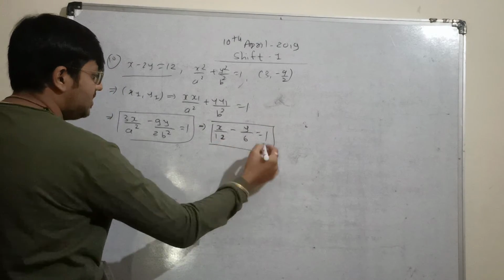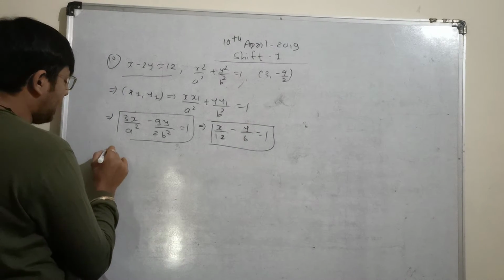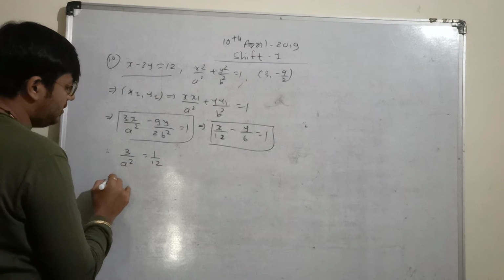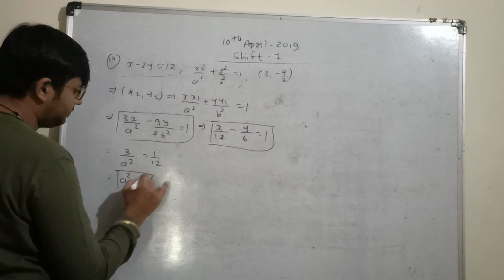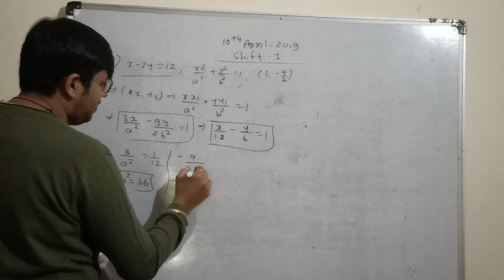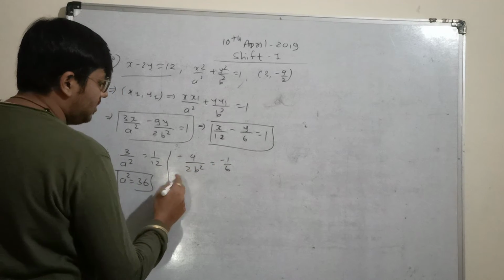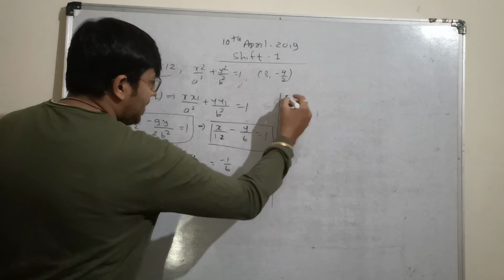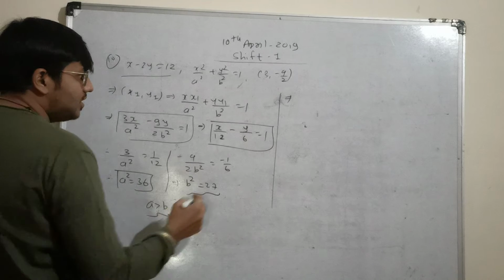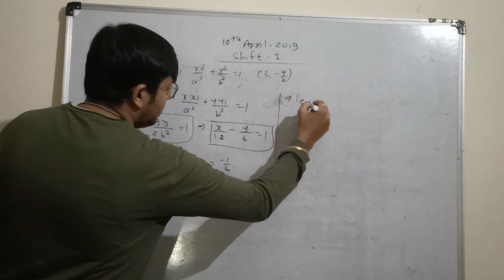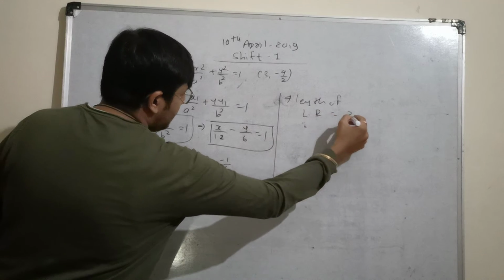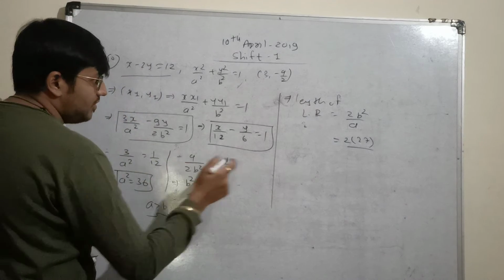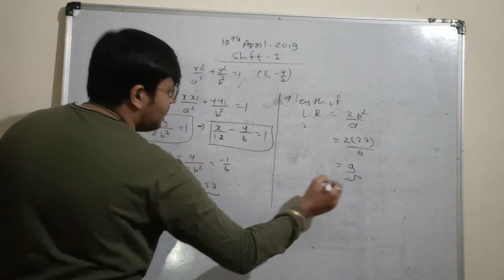Both are equations of the tangent, so let us compare the coefficients. Comparing x, I'll get 3 by a square equals 1 by 12, so a square is 36. And minus 9 by 2b square equals minus 1 by 6, so I'll get b square as 27. Then, as we have a greater than b, the length of the latus rectum will be 2b square by a, which is 2 into 27 by 6, so it will be 9. That is your answer.